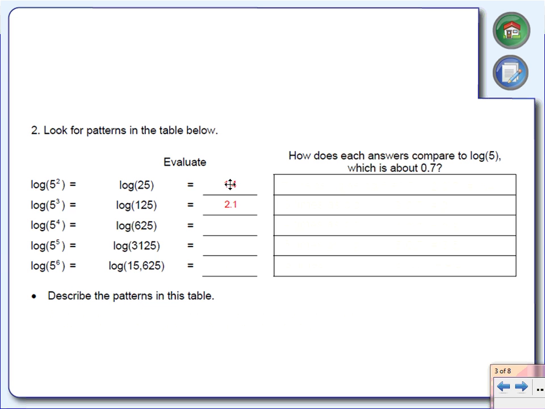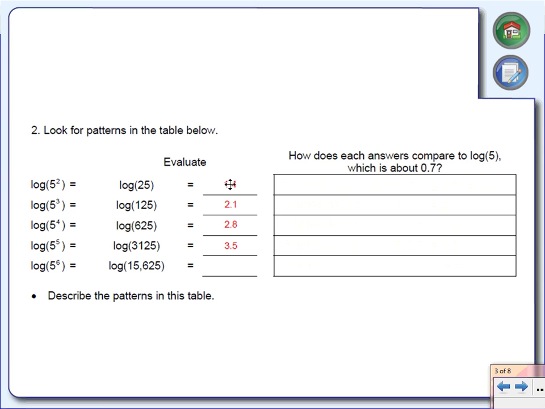Log of 5 to the fourth power. Well, 5 to the fourth power is 625. And what is the log of 625? 2.8. Next one we have is log of 5 to the fifth power. Well, 5 to the fifth power is 3,125. And what is the log of 3,125? 3.5.